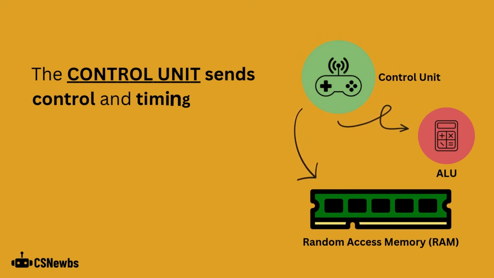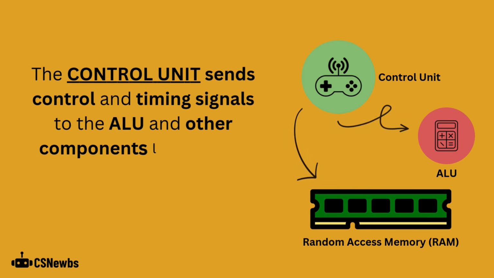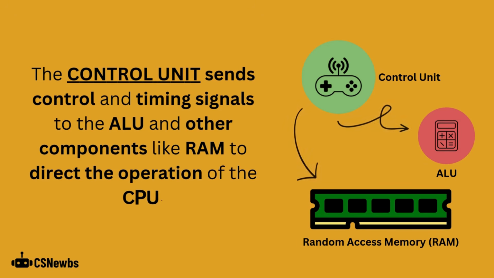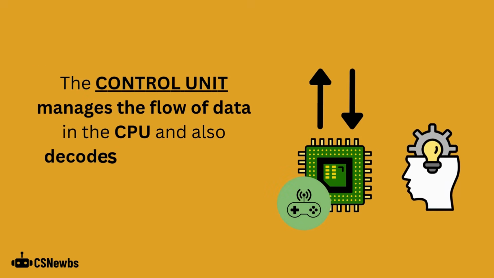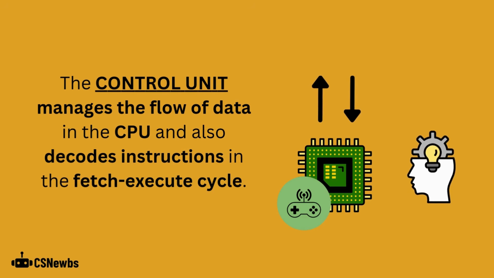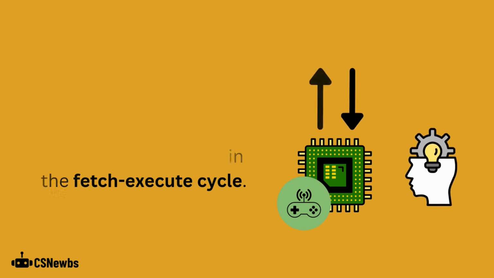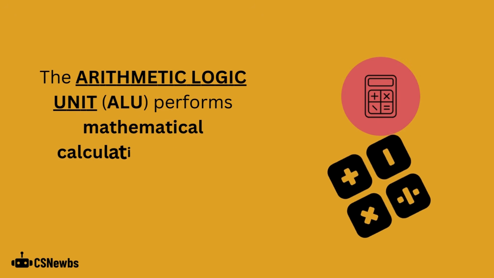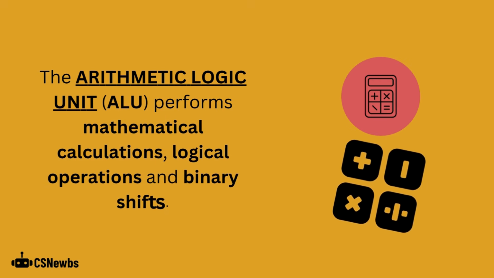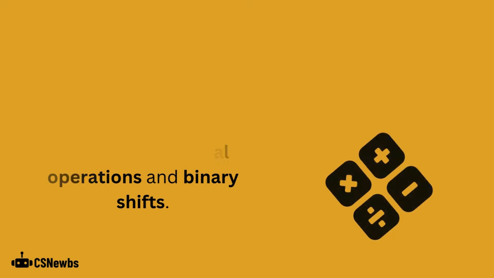The control unit sends control and timing signals to the ALU and other components like RAM to direct the operation of the CPU. It also manages the flow of data in the CPU and decodes instructions in the fetch-execute cycle. The arithmetic logic unit, ALU, performs mathematical calculations, logical operations, and binary shifts.